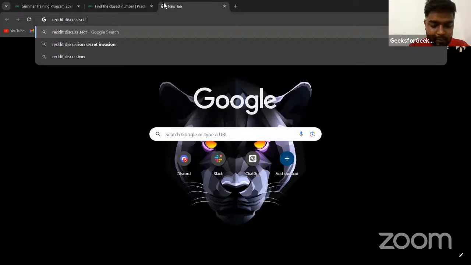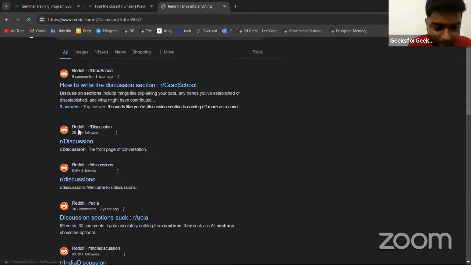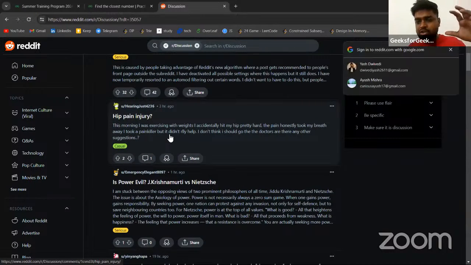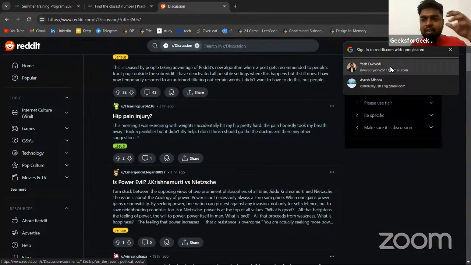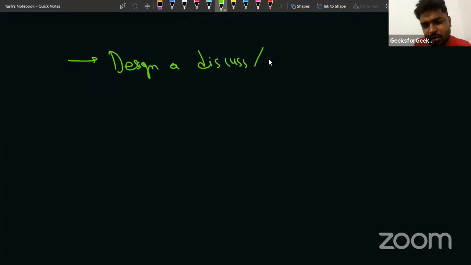If I open this kind of thing, you can see here that when you open the Reddit discuss section, you have certain posts, comments, then replies to those comments. So basically, this kind of problem comes under the category of designing a comment system. Design a discuss platform like Reddit.